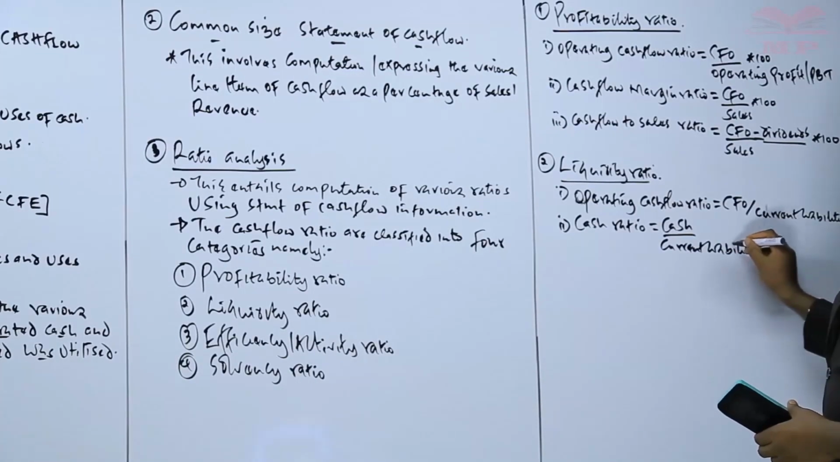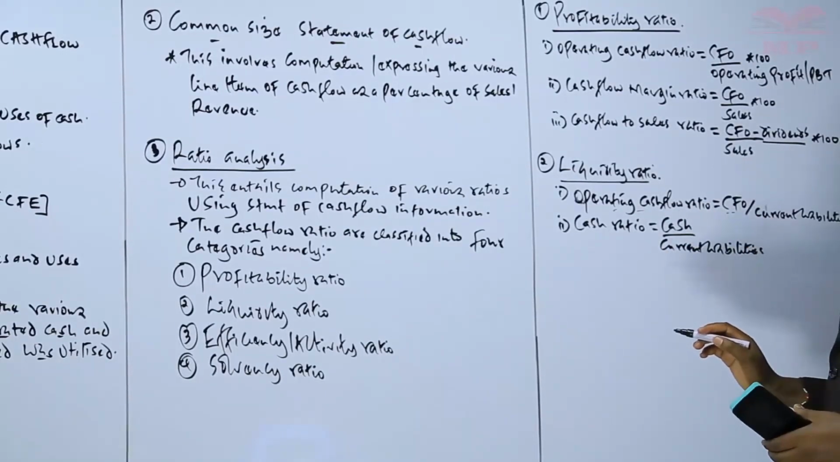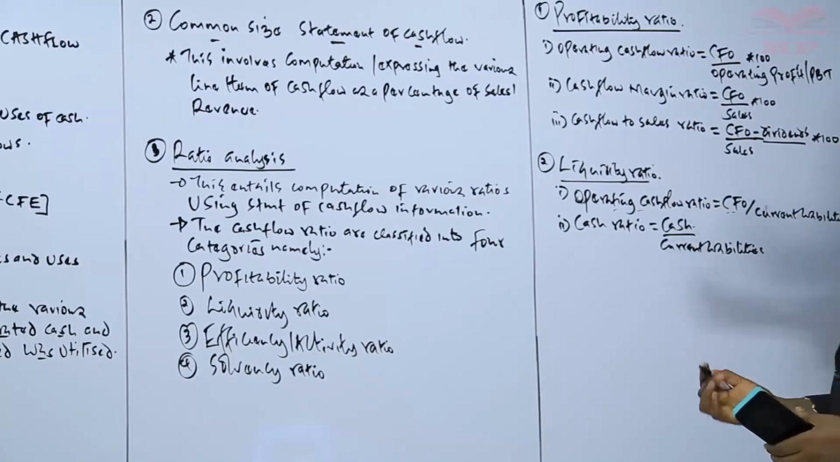So you can see the difference between the two ratios. For operating cash flow, you're using cash flow only from operation, but here we use the cash flow from all activities: operating, investing, and financing.